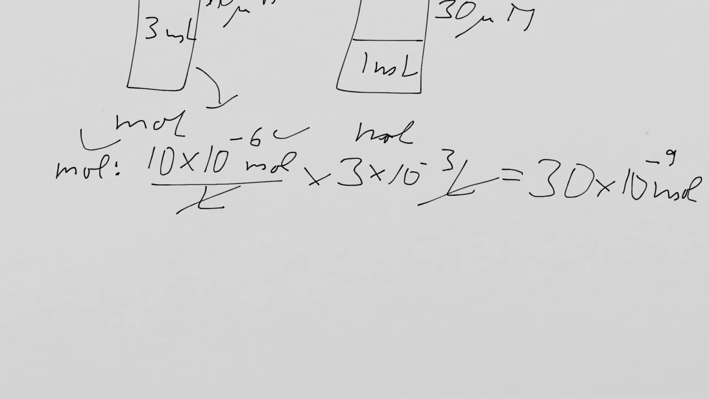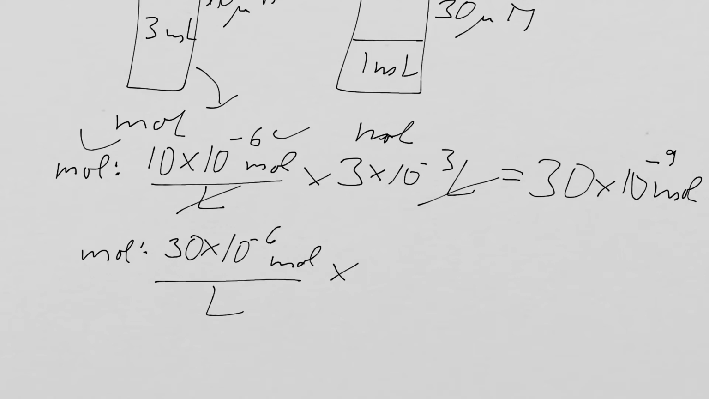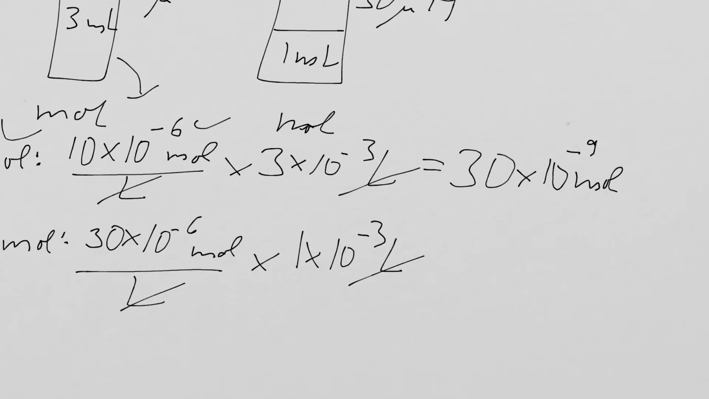For the second one, we do exactly the same. Mole. We have 30 times 10 to the minus 6 mole per liter. This time we have only 1 milliliter, so that's 1 times 10 to the minus 3 liters. Cancels out. So we have 30 times 10 to the minus 9 mole.